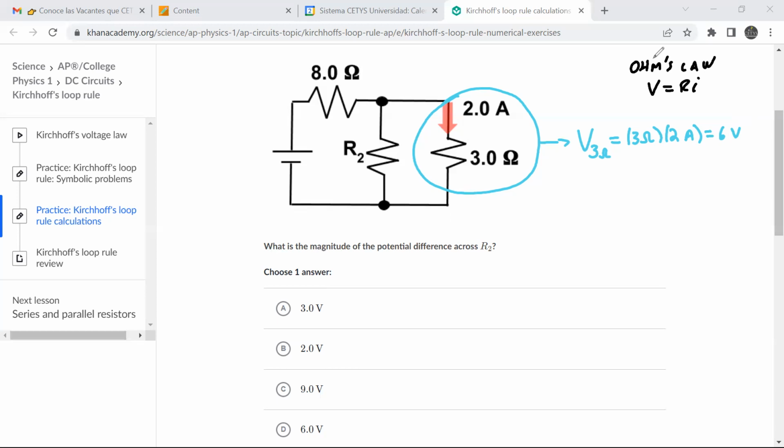And coming back to this, we know that the voltage in the 3-ohm resistor is 6 volts. Now, how is that resistor connected to R2? In parallel. And we know that if there is a parallel element, then the voltages are going to be the same. And so that means that the voltage of R2 is going to be equal to the voltage of the 3 ohms.